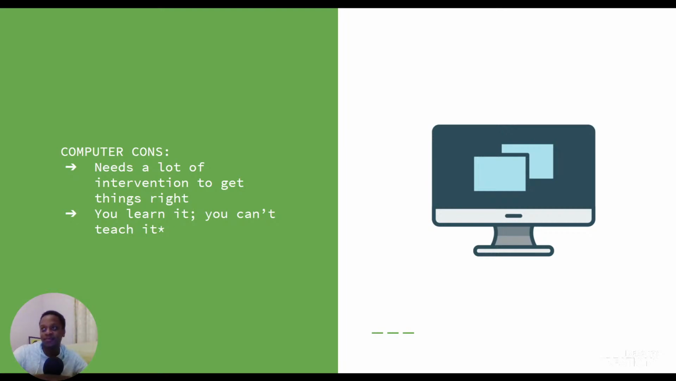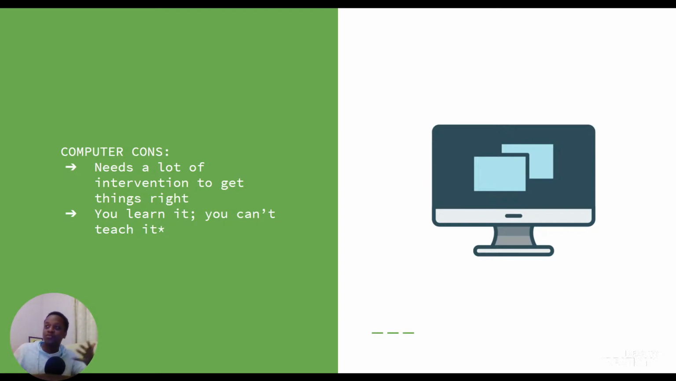Well, at least as an animator, unless you're the guy who had to rig it or something. Then it's another story. Computers need a lot of intervention to get things right. You have to keep coming in between parts of the workflow to make sure the comp is giving you the frames that you want. And you learn it. You can't teach it, not necessarily.